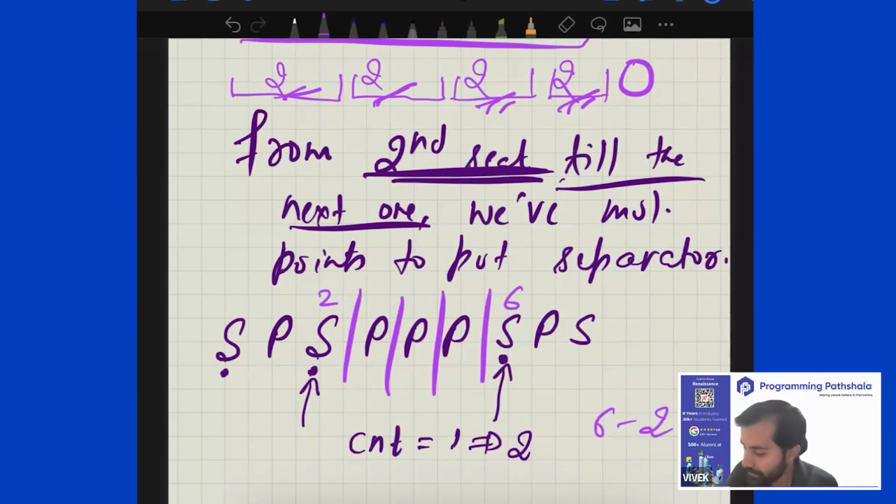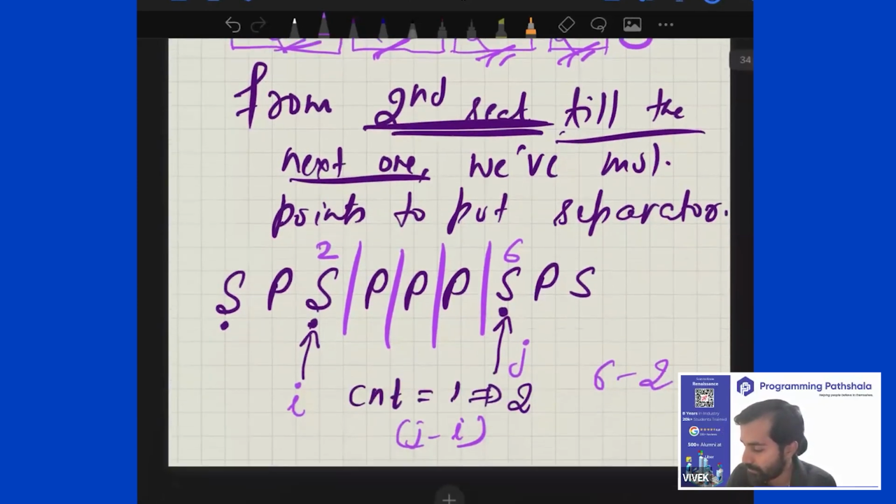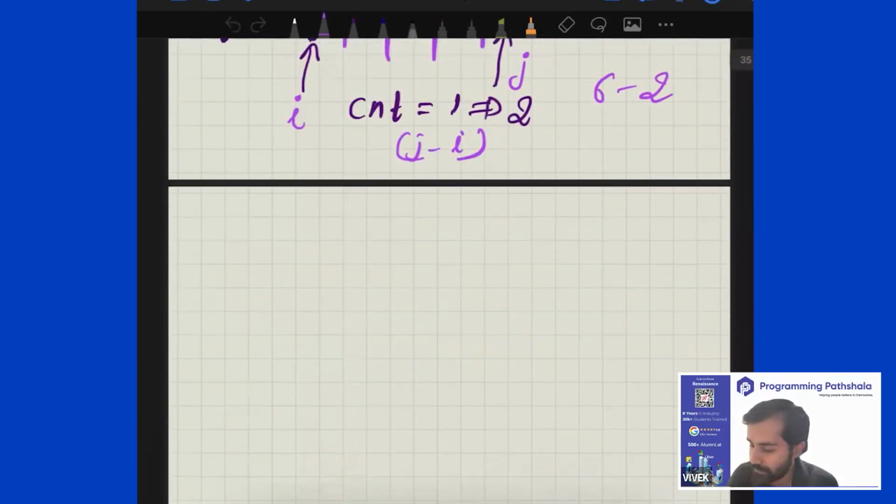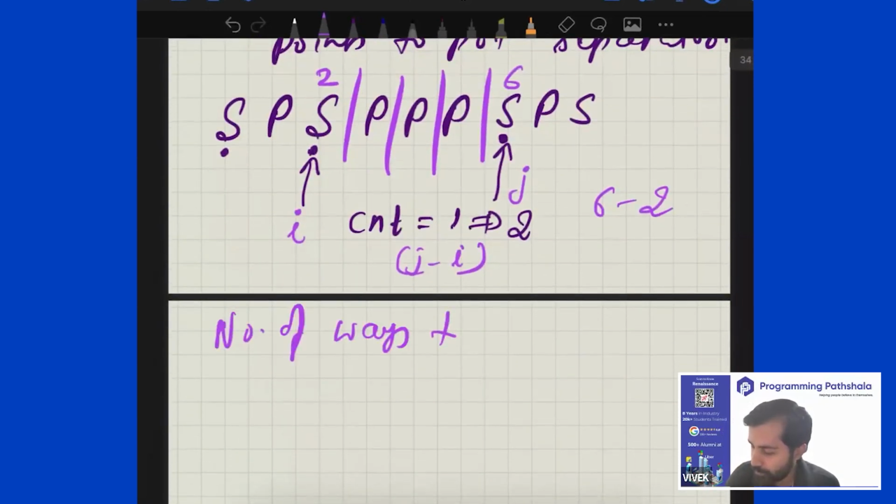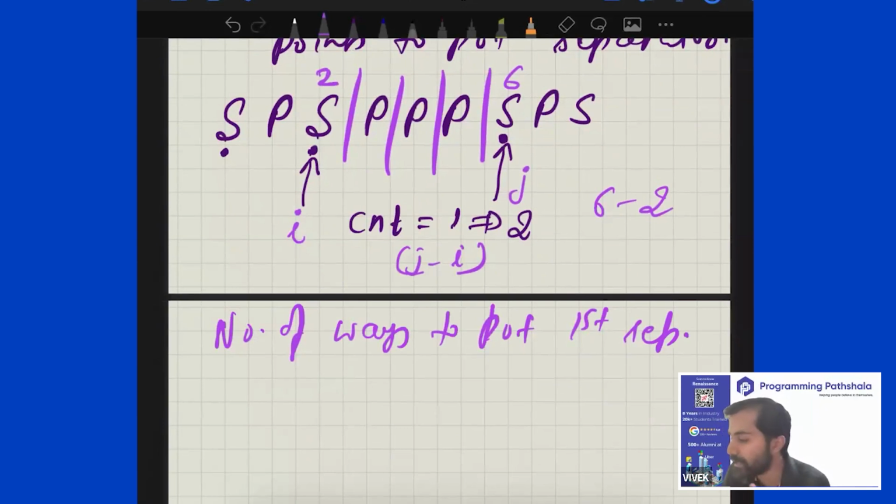So I can say that if the index of my second seat was index i, and the index of the next seat was index j, then j minus i denotes the number of ways to put the first separator. And now the same logic can be extended on and on and on, and you will have your job comfortably done.